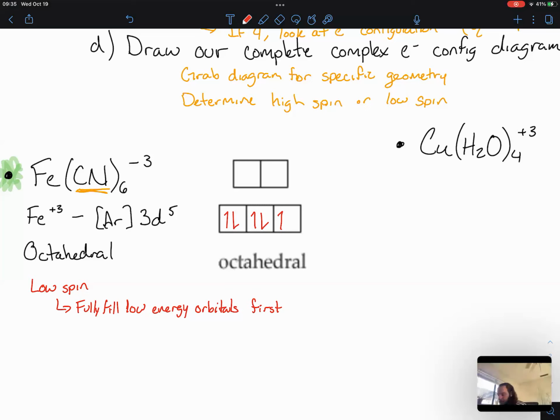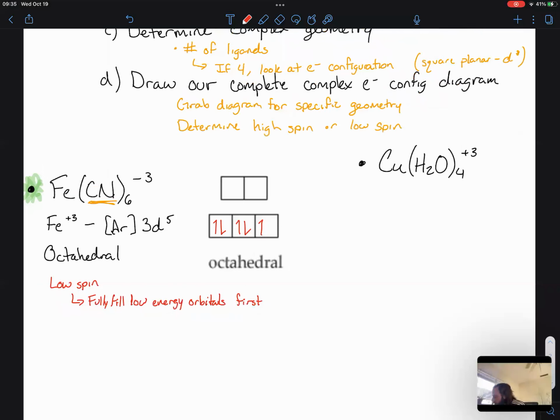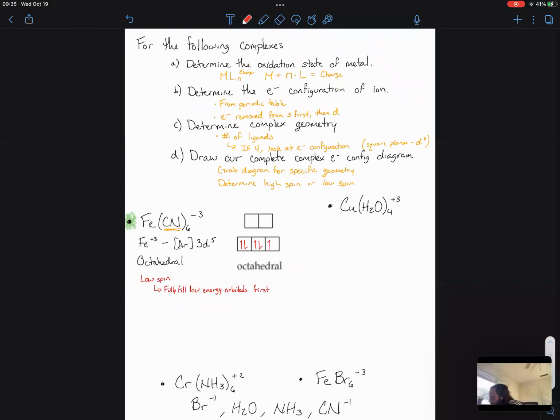All right, so that's the process we're going to have to go through for each of these here. Determine the oxidation state of the metal. Figure out your electron configuration so you know how many electrons you have to work with. Determine your geometry so you know what splitting pattern you're going to see. And then finally fill it in with those electrons, considering whether the complex is going to be high spin or low spin.